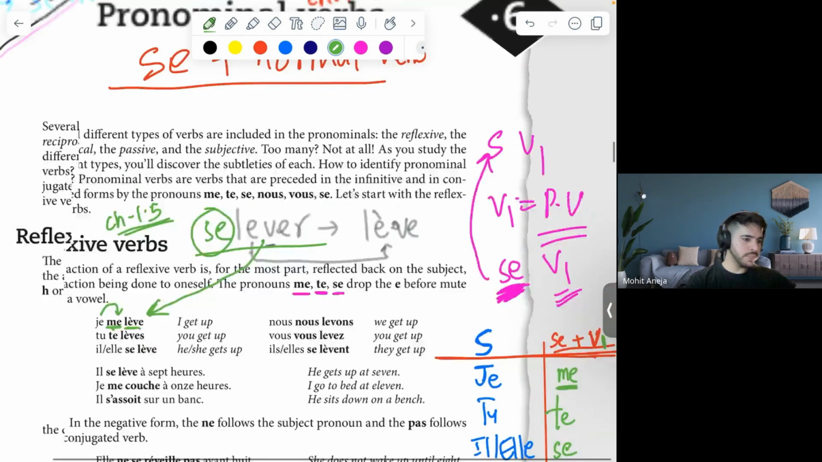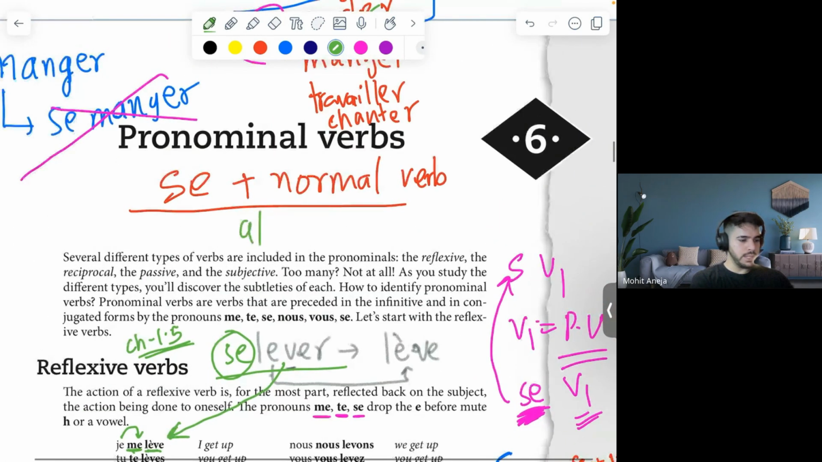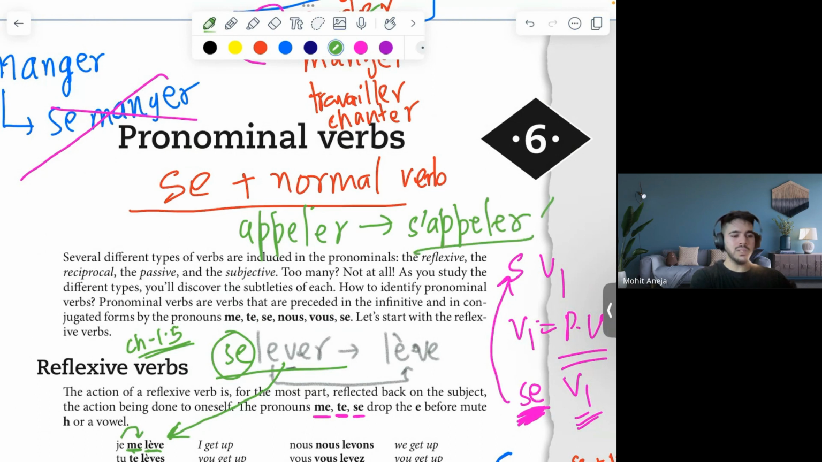Exactly. So the verb that we're using there is not appeler. Appeler is the normal word. Okay? This is the verb. But here we're using a pronominal verb which is called s'appeler. To call oneself. What is your name? To name yourself. To name someone. S'appeler is the verb we are using.